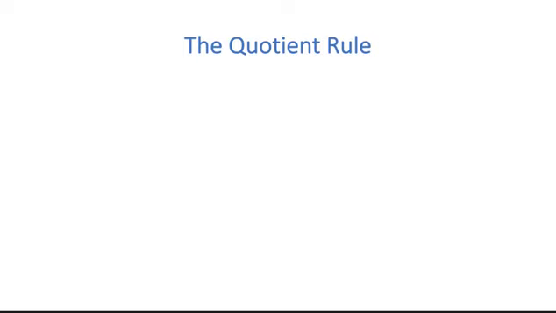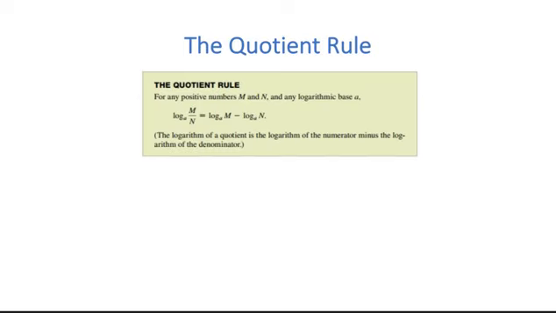The next property is the quotient rule. And the quotient rule says that for log base a of m divided by n, we're going to write the difference of the logarithms. So it's the log base a of m minus the log base a of n. Look at this one at work. For example, the log base 4 of x divided by y is equal to the log base 4 of x minus the log base 4 of y.